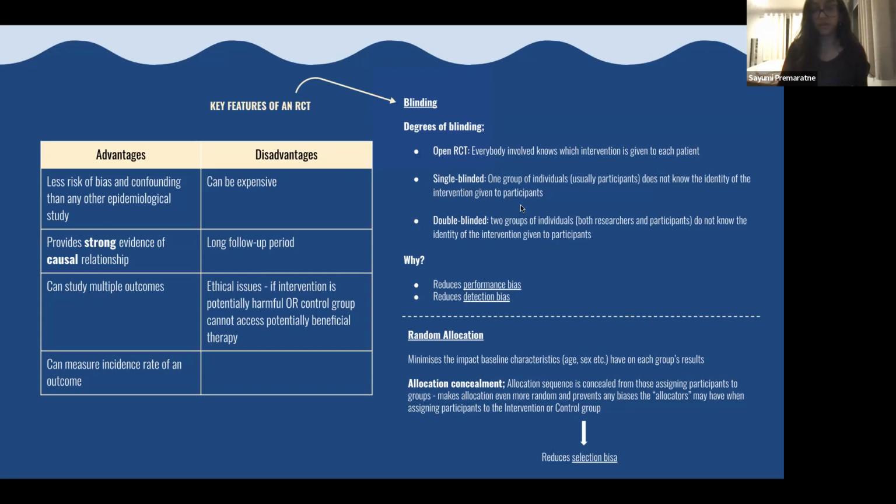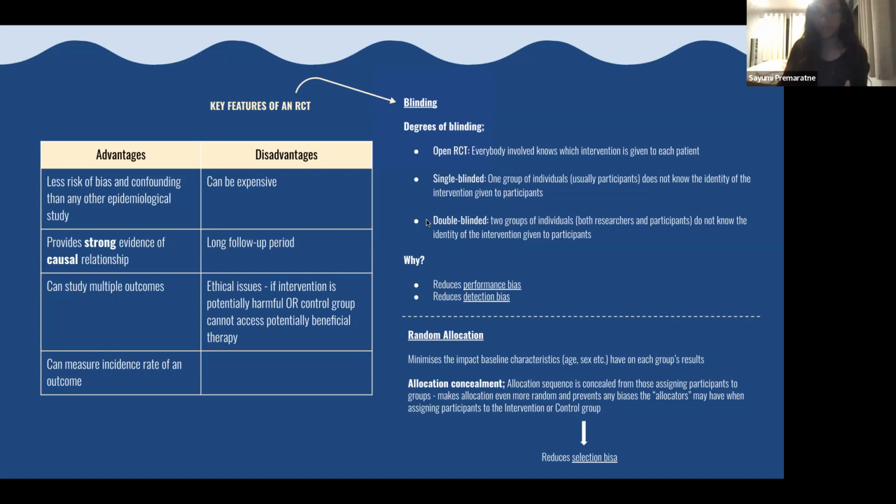Then we have a single blinded one. So in a single blinded one, we have one group of individuals, which will usually in this case be the participants. They will not know the identity of the intervention that is given to them. So the researchers in this case are usually aware, but the participants don't know if they have the placebo or if they have, say, the drug, for example. And then in double blinded, we are going to have both of those, so both the researcher and participants not know who is given the intervention and who is given the placebo, or who is in which group.